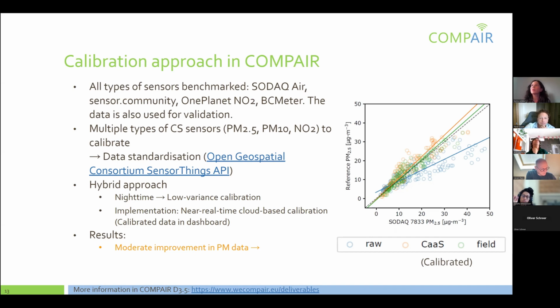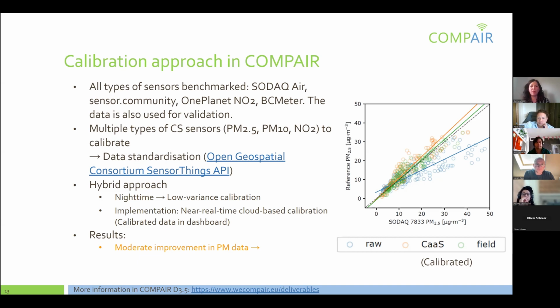And in order to be able to calibrate all this sensor data, we also used data standardization, because that allowed us to use the same kind of pipeline for online data calibration. Different kinds of sensors usually have different data models. And we use the Open Geospatial Consortium SensorThings API model in order to transform the sensor data so that we can calibrate these different sensors, like particulate matter and NO2 sensors, using the same kind of pipeline without having to make a new model for each type of sensor.